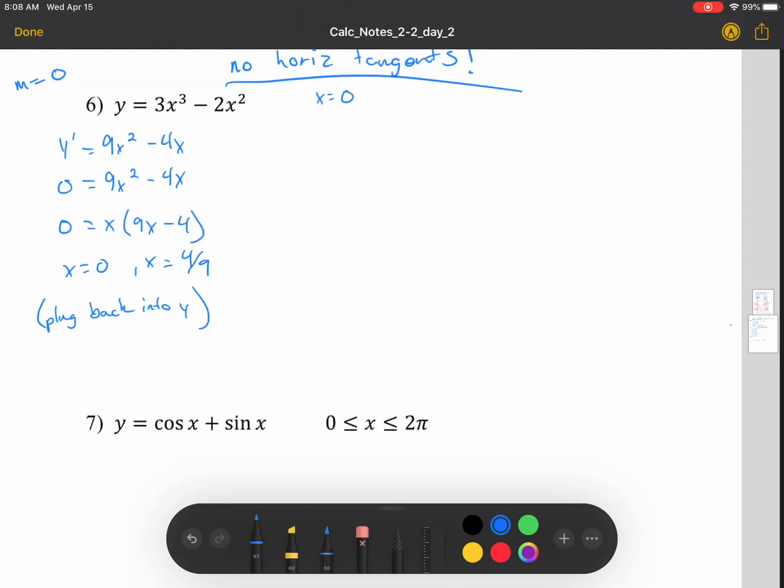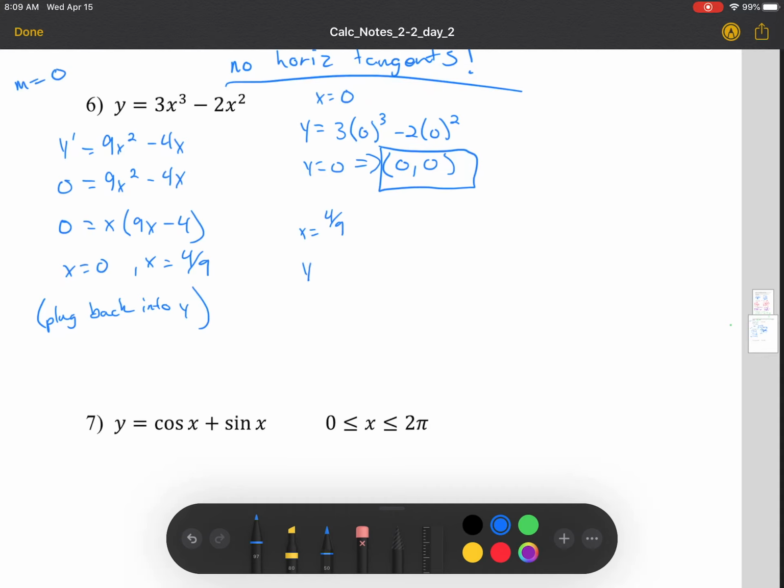Okay, so we're going to go back up here, right? The first one we're going to do is x equals 0. So we're going to have y equals 3 times 0 to the third minus 2 times 0 to the third. Notice we're back to y. This isn't y prime. We're plugging these points back in. It's kind of like what we did at that last one in 4. All right, you get y equals 0. So your point is going to be 0, 0. All right, just your answer there.